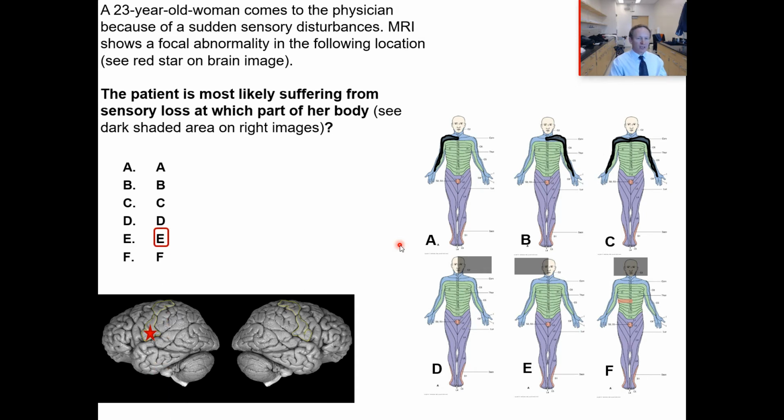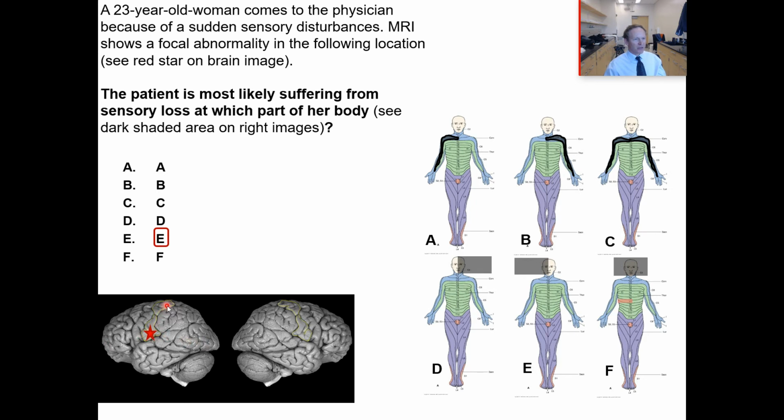Here the answer is E. It's basically sensory deficit in the right face. So what is important to pay attention to here, right? You can see that there's an abnormality here in the cortex on the left cortex. So this is the front, this is the back, this is the left cortex.